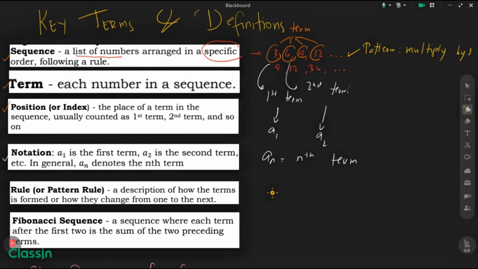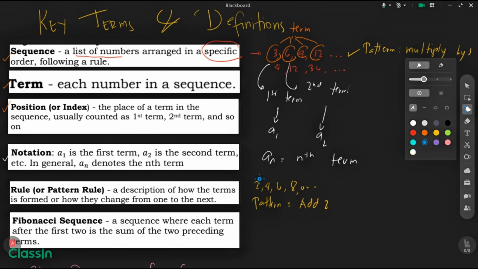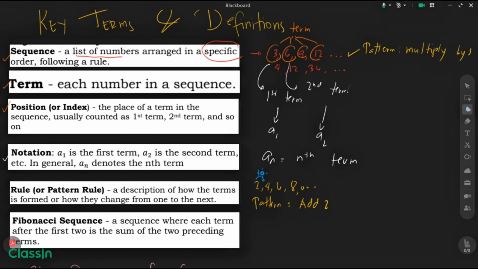Another example, let's say we have a sequence of 2, 4, 6, 8, and so on. So here the pattern is add 2. From the first term, we can get the second term by adding 2. In the third term, we can get it by adding 2 to the second term. For the fourth term, we can get 8 if we add 2 to the third term. There you go.